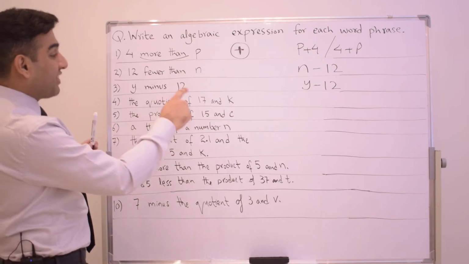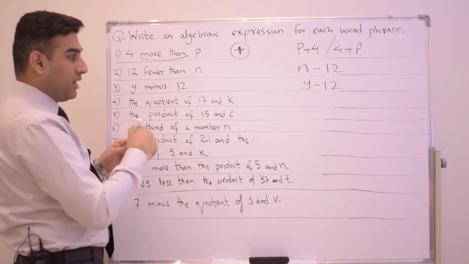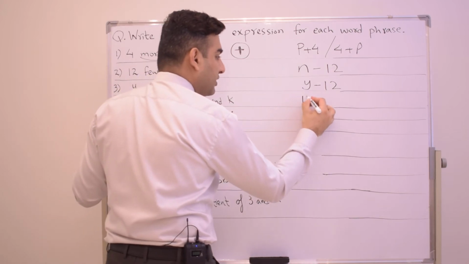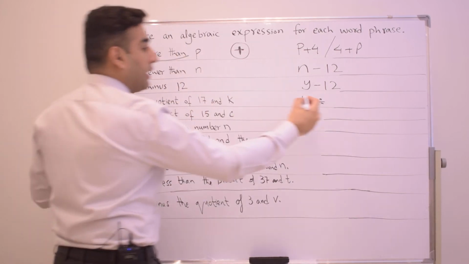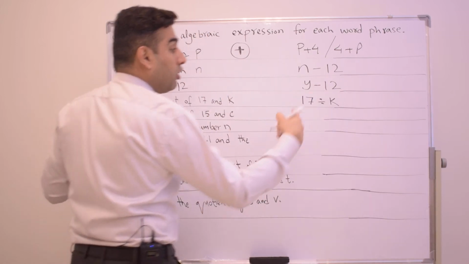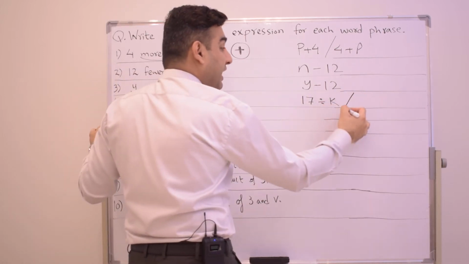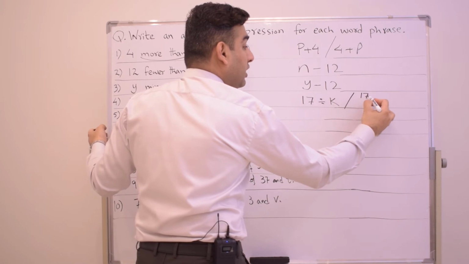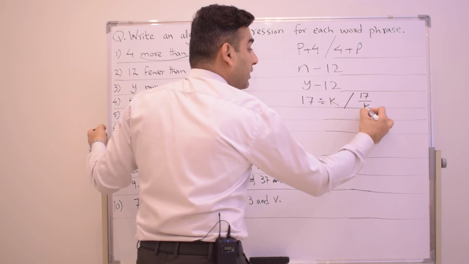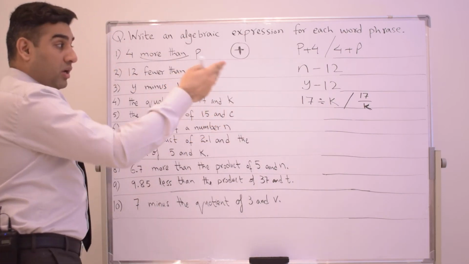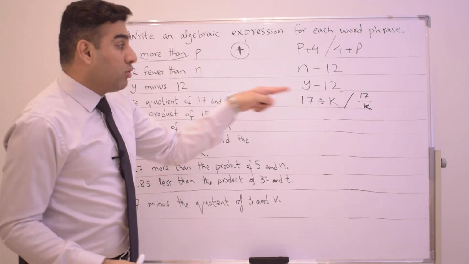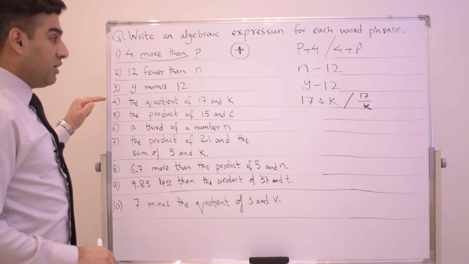So the quotient of 17 and k, keep the order the same. 17 will come first, 17 divided by k. Keep the same order, and you can write it as 17 over k. I mean, you can write it as a fraction: the first number goes in the numerator and the second goes in the denominator. So guys, we are done with part 4.